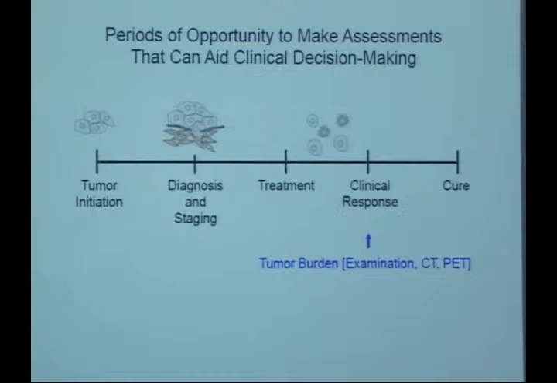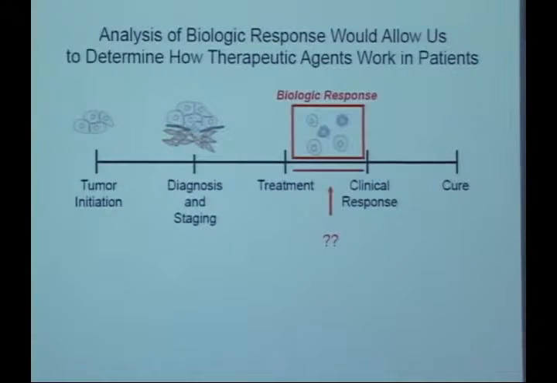We really don't get information about, did the drug get to the tumor? Did it actually hit the target we thought it was supposed to be hitting? If it did, the cells actually apoptose? We're really great at this in mice, but in people, we really don't know. And that's what I call the period of biologic response.